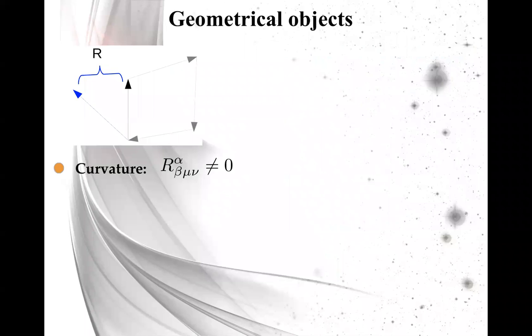What are these geometrical objects? What do they physically represent? So you already are familiar with what curvature represents. If you have a space-time with non-vanishing curvature and you have a vector pointing towards a direction, and now you move it along a closed path and you come back to where you started, but now this vector points towards a different direction than you started with, it means that your space-time has a non-vanishing curvature.